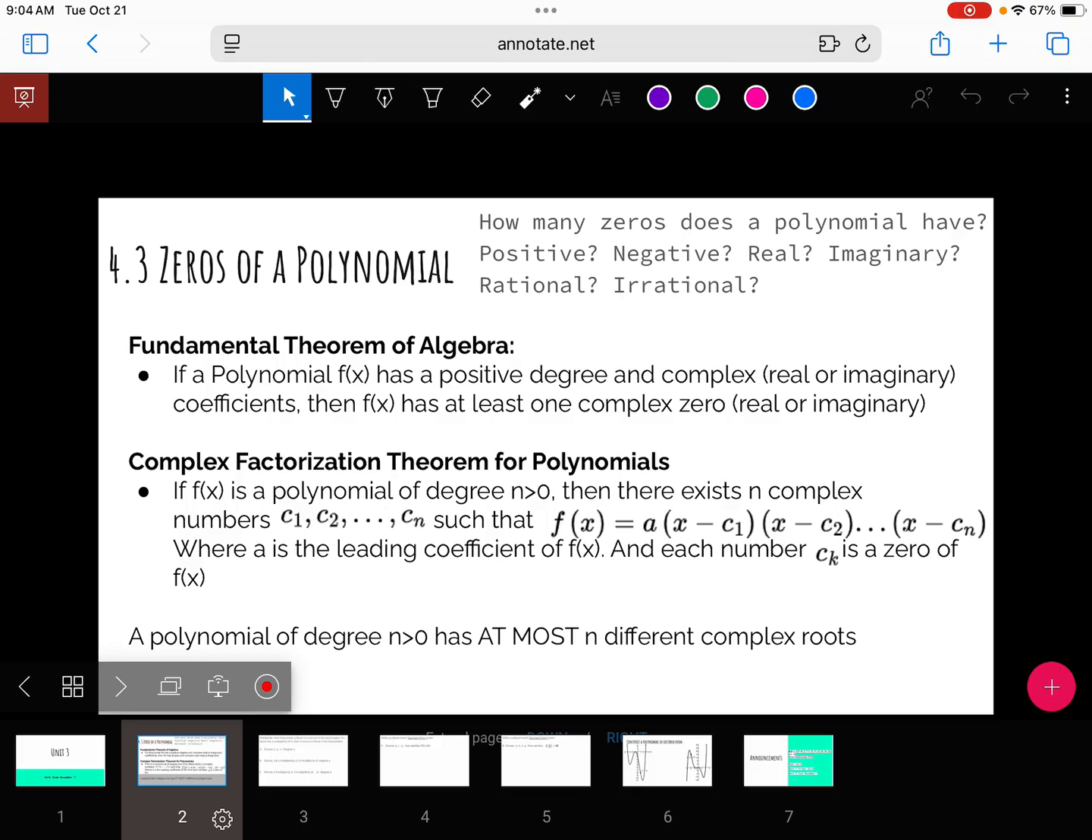So if I have a degree 3, I will have at most 3 roots. I might have 2, I might have 1, but I will have up to 3. That's what I was trying to say. We'll have at most 3.